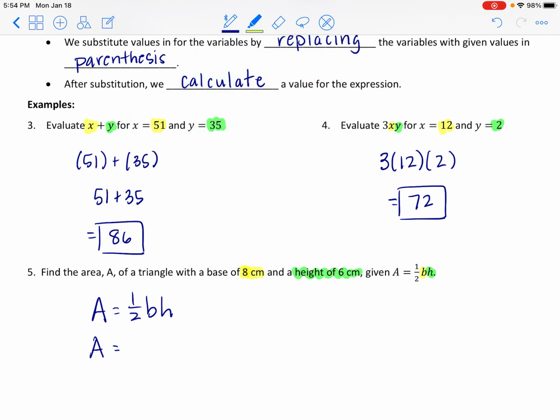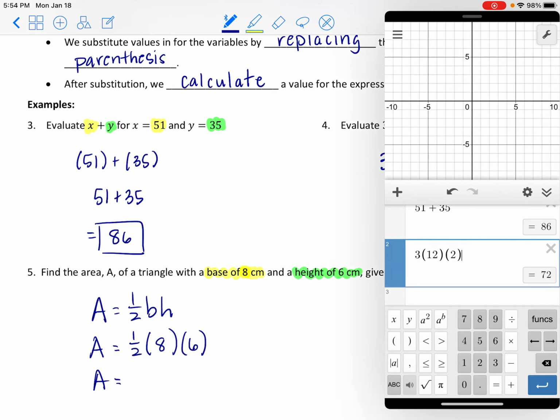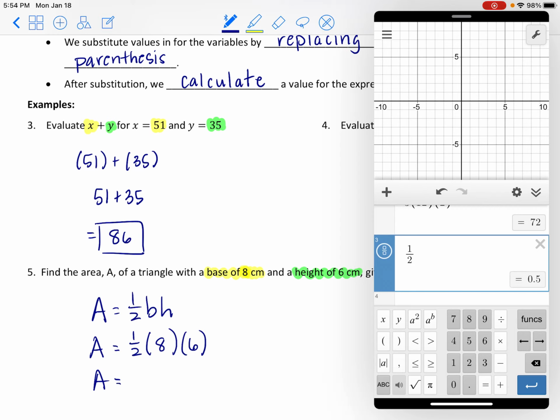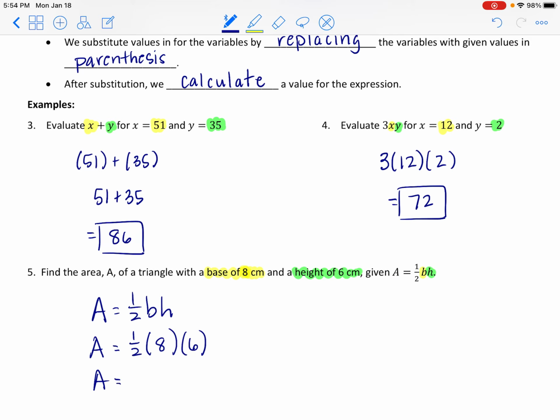And let me just make sure I highlight all of that. Okay, so we have A equals 1/2 times, in place of B, we're putting 8, and then in place of H, we're putting 6. And then it's just computation from there. So 1/2 times 8 is 4, times 6 is 24. But again, if you wanted to use a calculator, to put in the fraction, you're just going to use divide. So 1 divided by 2 will make a fraction of 1/2. Then you want to use your cursor to get out of the bottom of that fraction. And then we're putting in our parentheses 8 and our parentheses 6. And again, 24. So our area is 24.